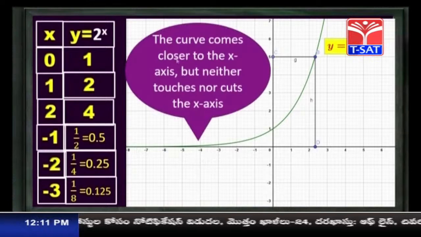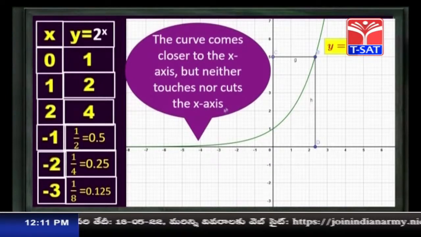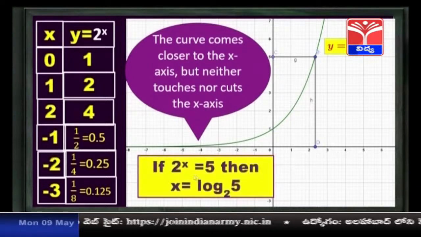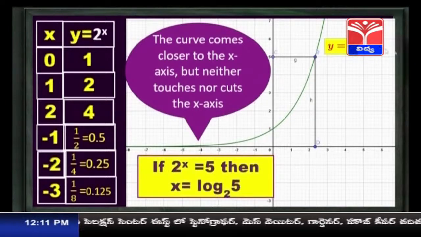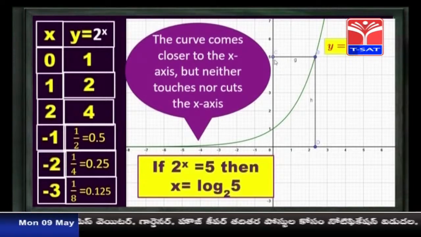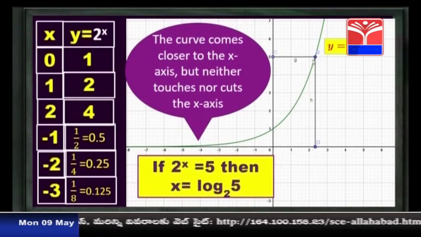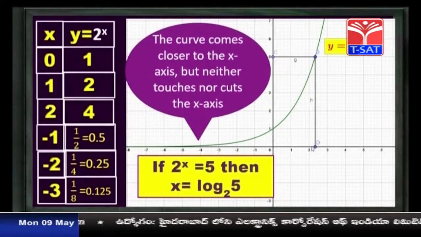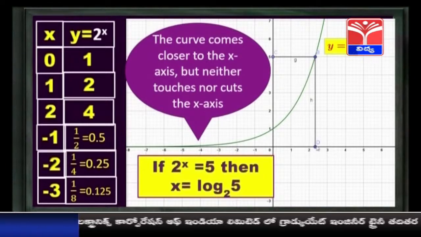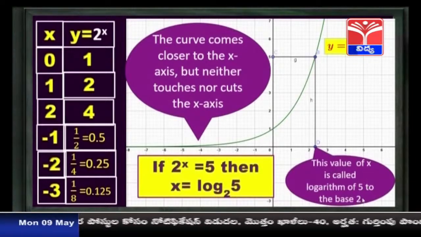So what we can conclude is the curve comes closer to the x axis, but neither touches nor cuts the x axis. So if 2 power x is equal to 5, then x is equal to log 5 to the base 2. If you observe the graph here, y is equal to 5: in the y axis take 5, draw the parallel line which is touching the graph, and now draw the perpendicular line which is touching the x axis at D. This D is called the x value, and this value of x is called the logarithm of 5 to the base 2.